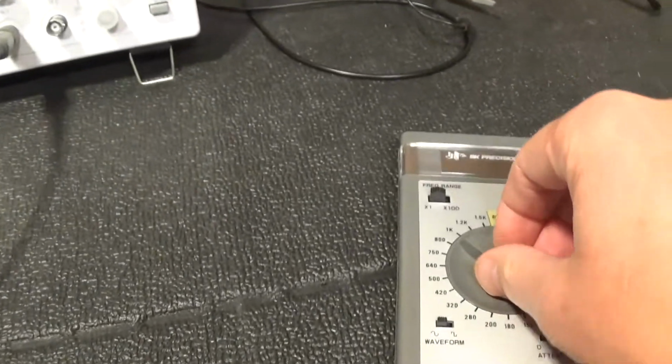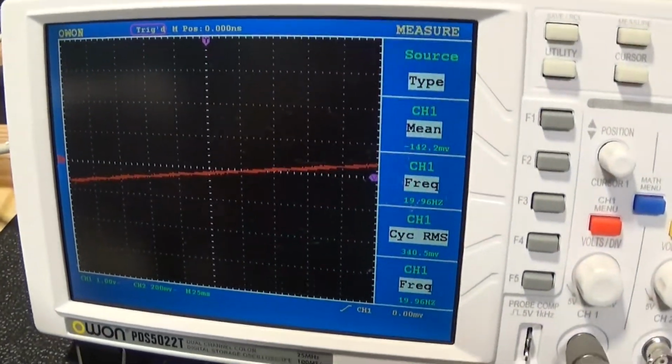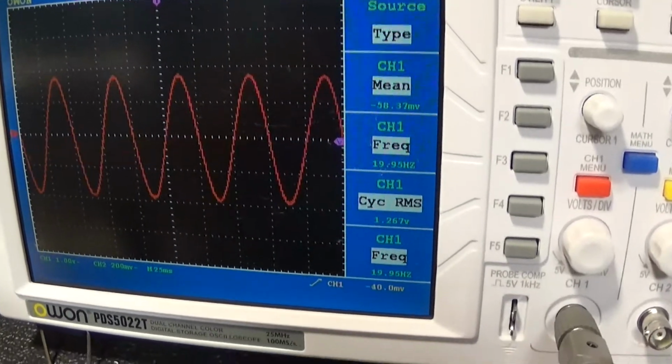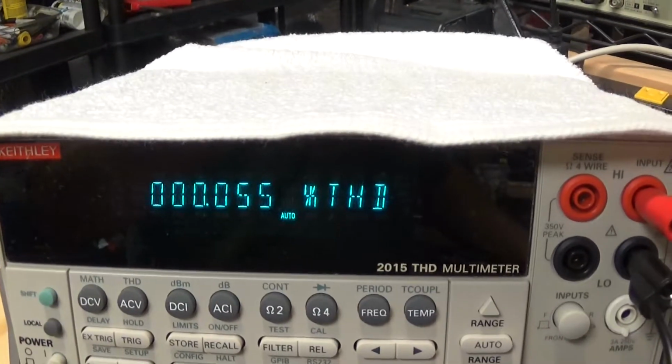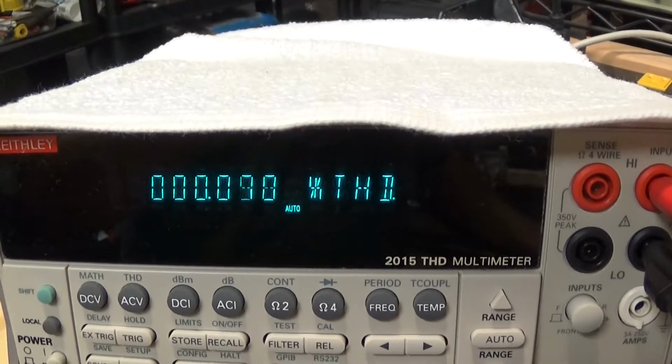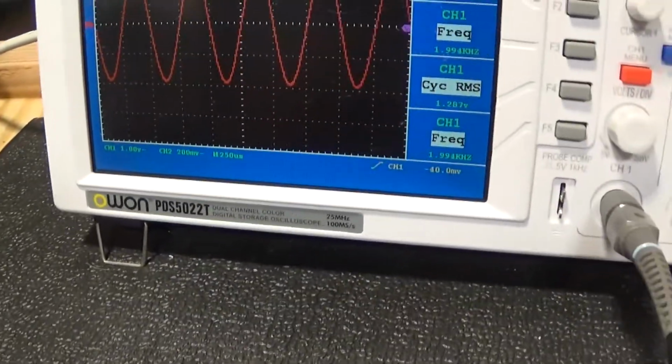Let's go to 20 hertz. Okay, now we're at 20 hertz. We're about 1.2 volts. There's our 19.96 hertz, and this does pretty good. 0.09. Okay, it's about 0.1. See that? So I'm going to call it even. 0.1%, and let's go to 20K. Where's my 20K?